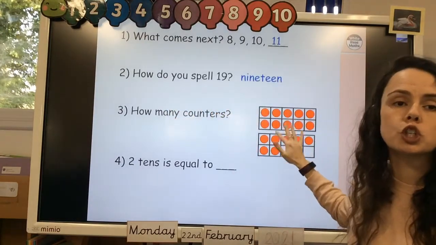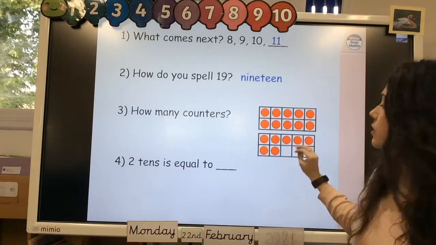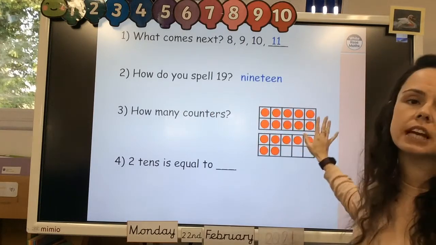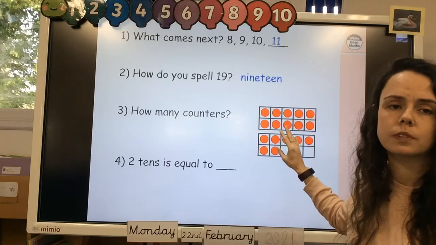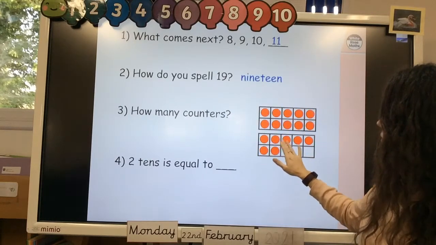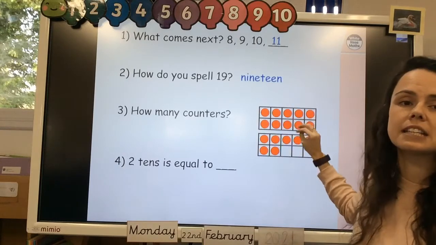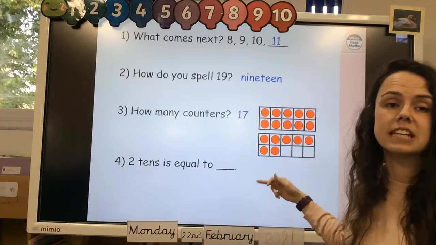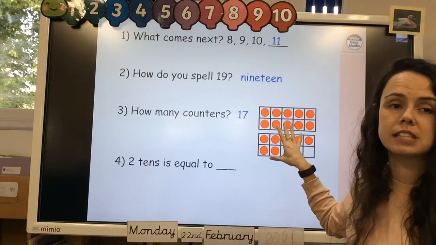Our question 3 is, how many counters? So here we've got 2 10 frames. 1 10 frame, 2 10 frames. How many counters are here in total? So 10, and then how many's down here? 1, 2, 3, 4, 5, 6, 7. 10 and 7 makes 17. Well done, we've got 17 counters here.